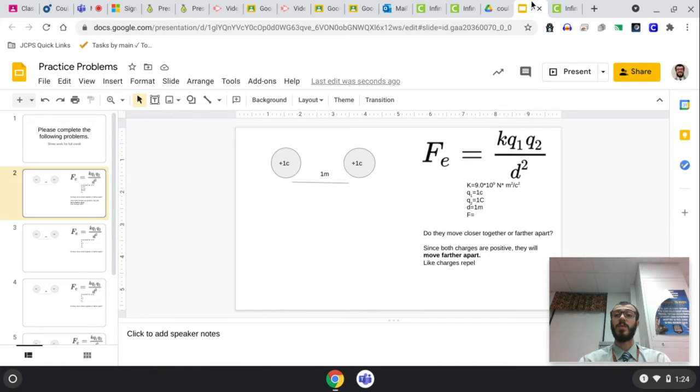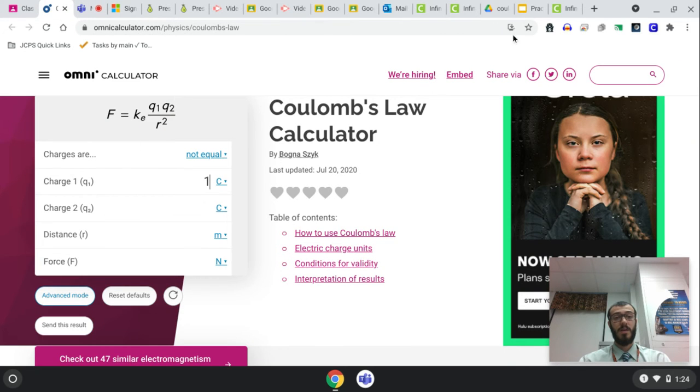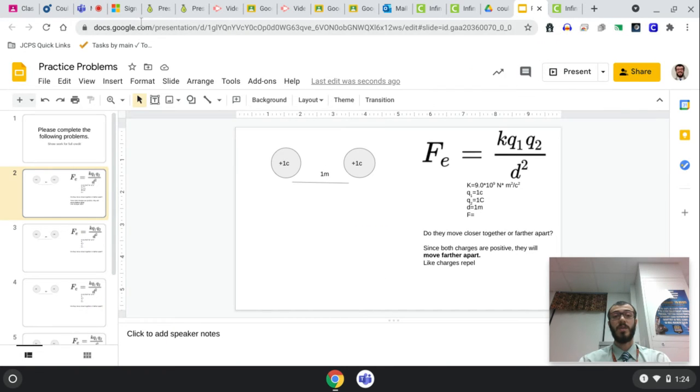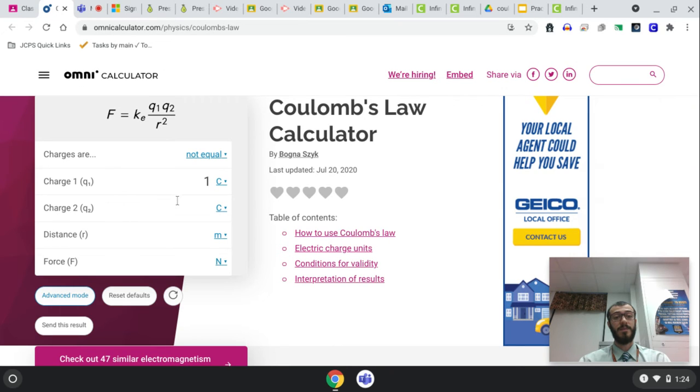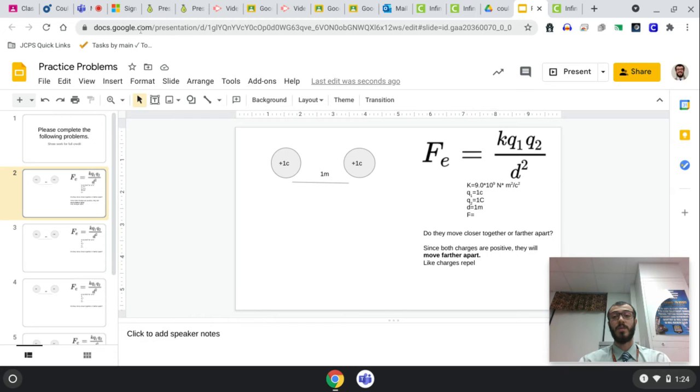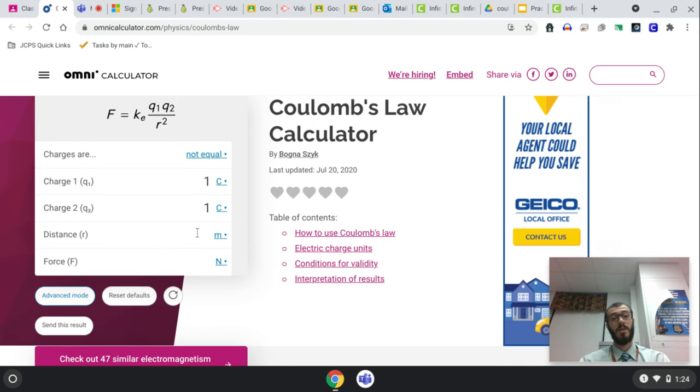So let's go over here. So we have our first charge is 1 Coulomb. So I'm going to plug that in. Our second charge, also 1 Coulomb. I'm going to plug that in. And then our distance is just 1 meter. Plug that in. And so we should end up with this really large number here.